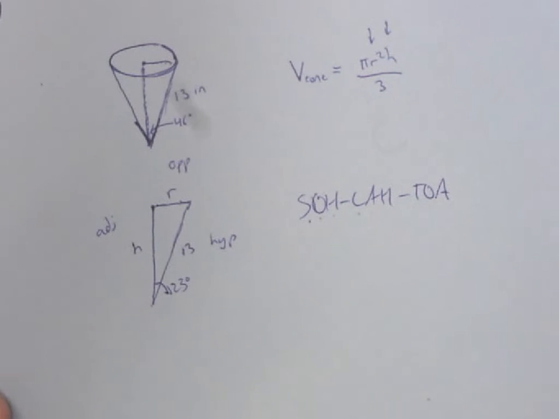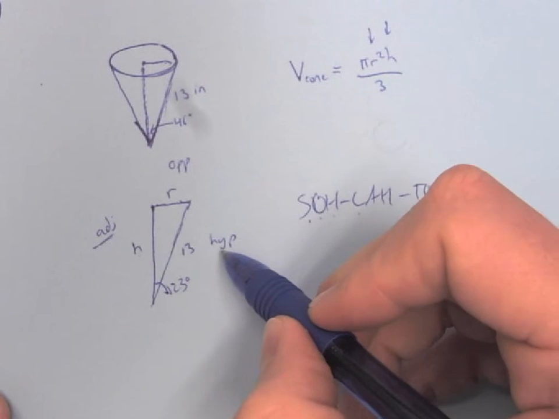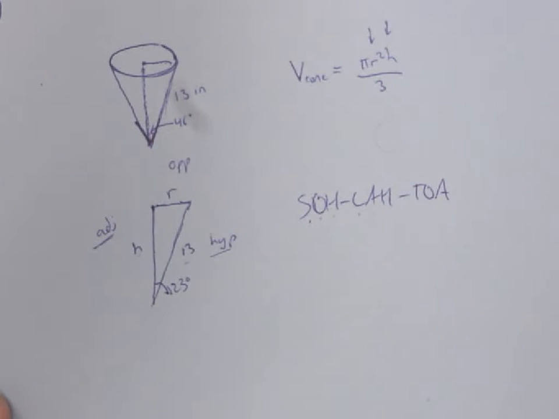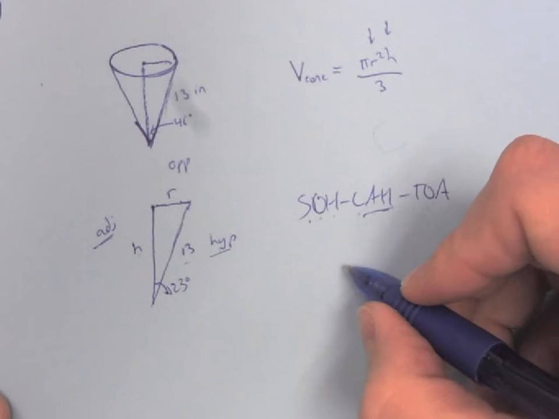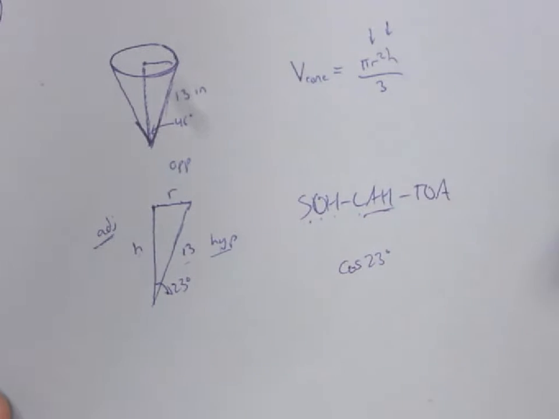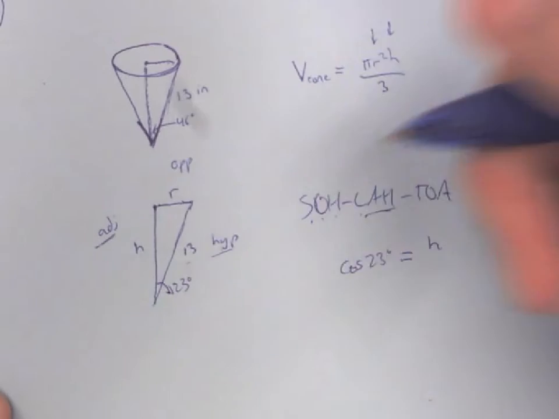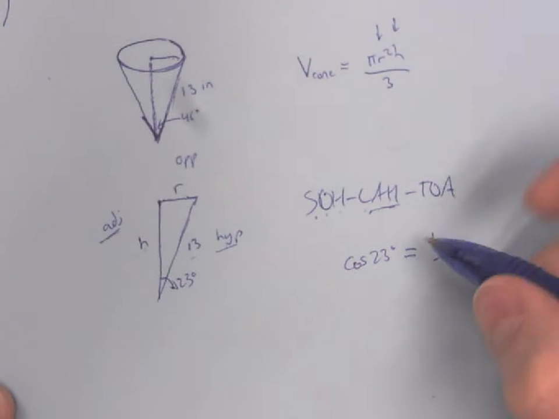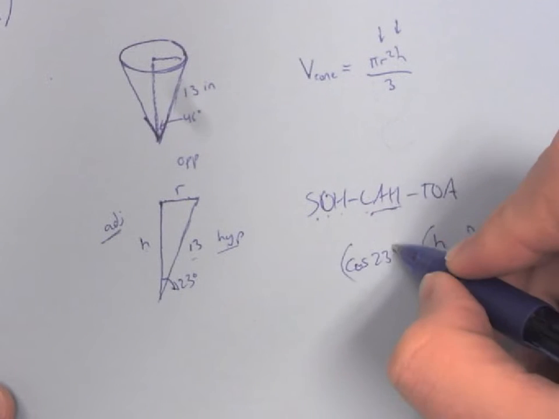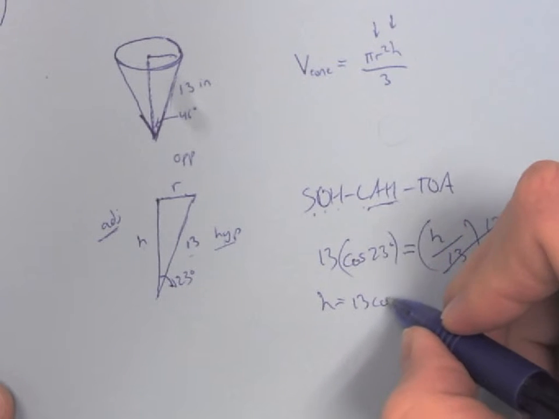Okay, so if I want to find h, for example, notice I'm using the adjacent side, h, and I'm going to use the hypotenuse, which is 13. So the trig function that uses adjacent and hypotenuse is cosine. So the cosine of a 23 degree angle is equal to the ratio of the adjacent side, which we will call h for height of this cone, over the hypotenuse, which in this case is 13. Solving for height, which is what we want, we're going to multiply both sides by 13, and we're going to get height equals 13 cos 23.